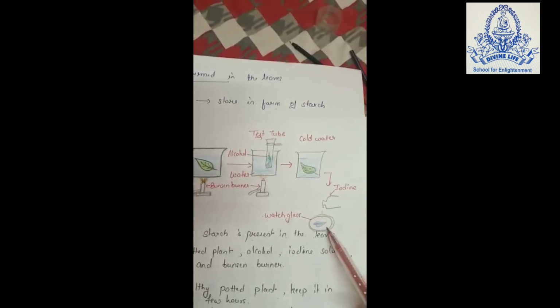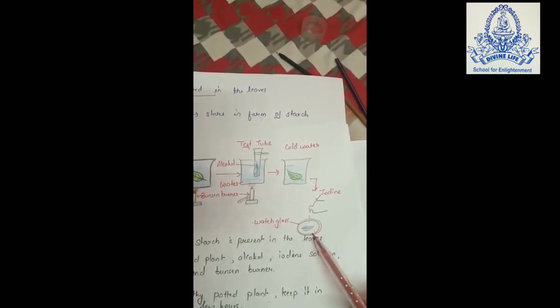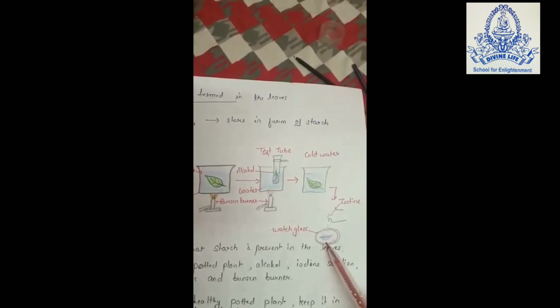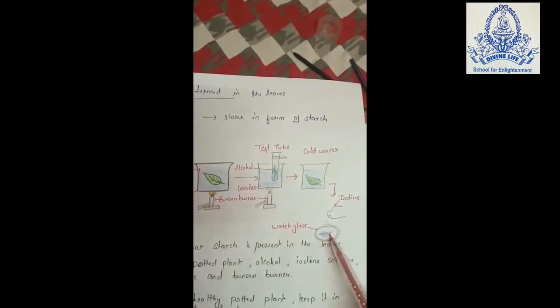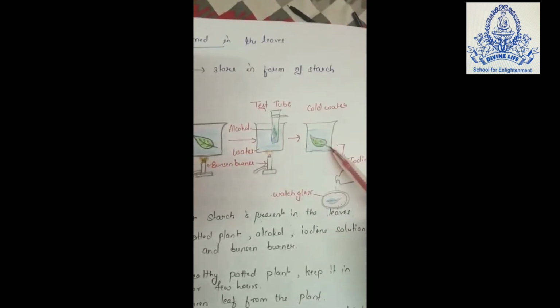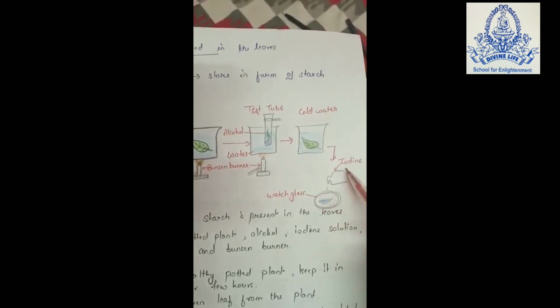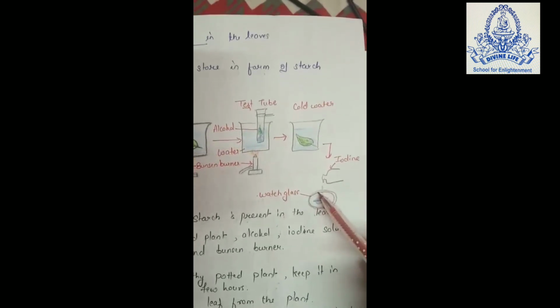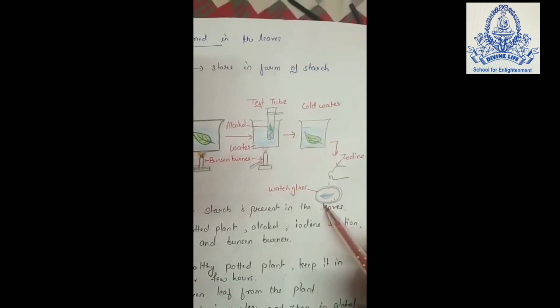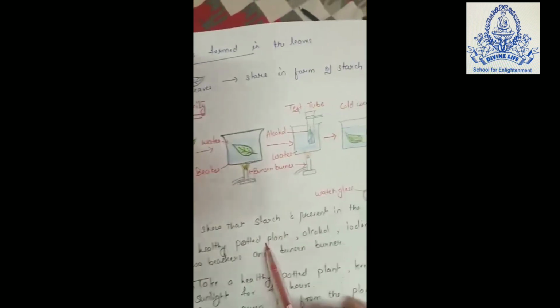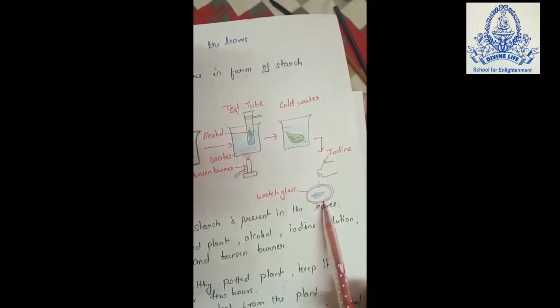Put some drops of iodine solution on the leaf. Now when you pour some iodine solution drops, what you will see is that the color of the leaf turns blue. Now why does the color of the leaf turn blue? It is because starch is present in the leaves. That's why the leaf color turned blue when iodine solution was poured on it. So the purpose of this activity was to show that starch is present in the leaves.